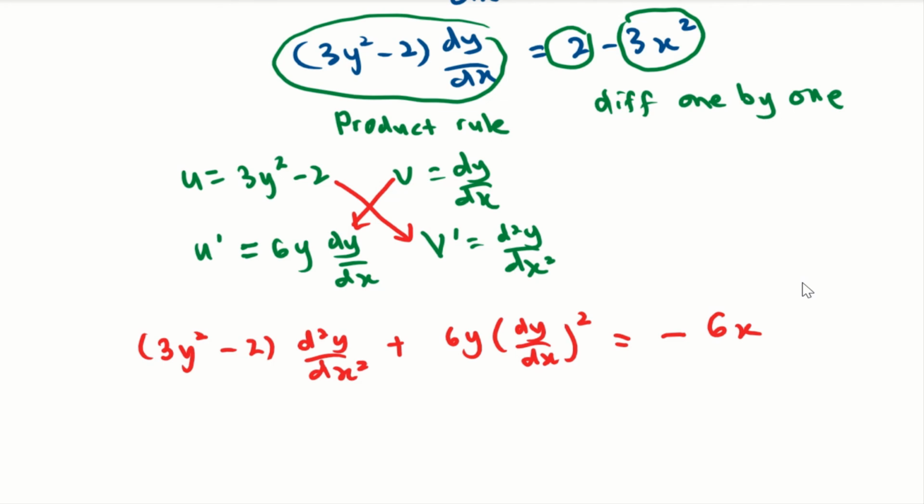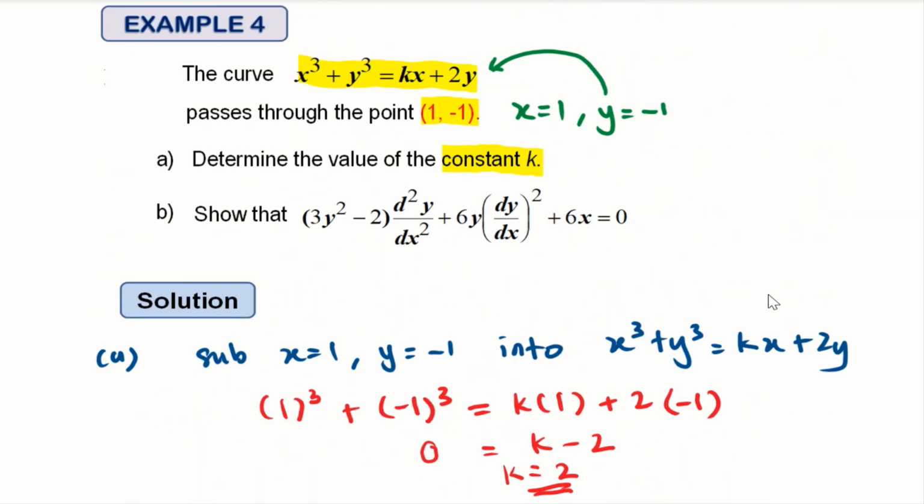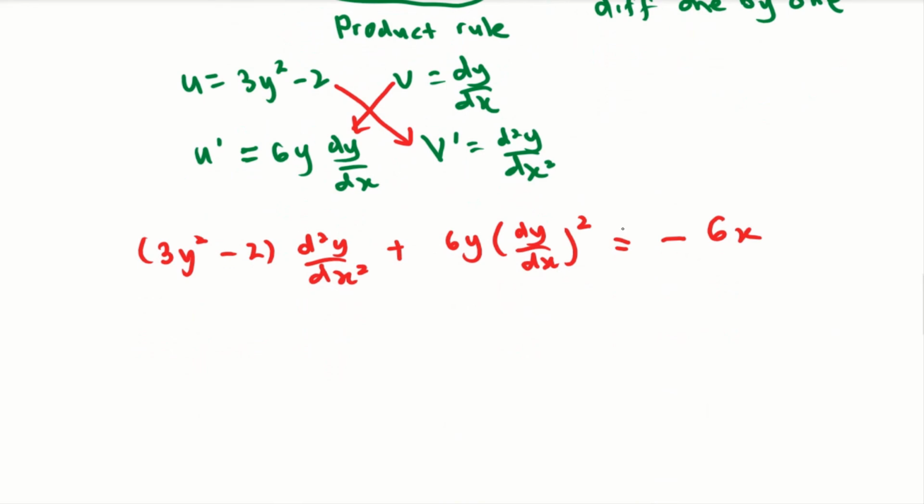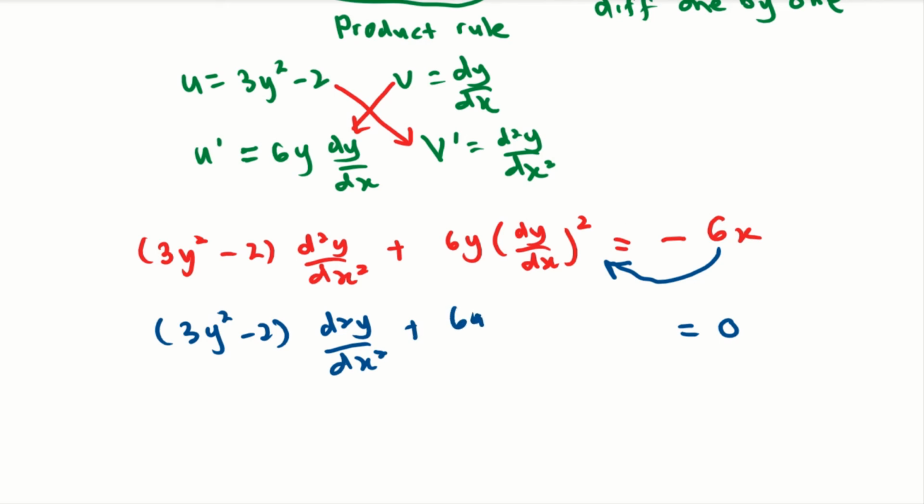Okay. So then back to balik pada kita punya yang kita nak show. Suppose kat depan ni kita ada 3y square minus 2 second derivative of y with respect to x plus 6y dy dx square plus 6x equals to 0. So jadi ni semua kita dah dapat. Just kita kena pindahkan 6x ni ke sebelah kiri supaya sebelah kanan jadi kosong. So finally 3y square minus 2 d2y dx square plus 6y dy dx square plus 6x equals to 0. So kita dapat shown.